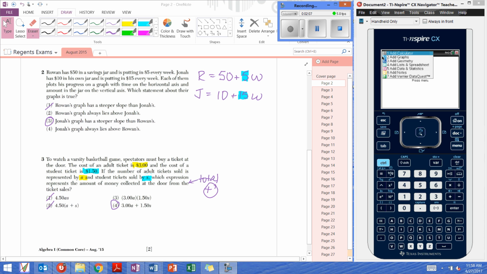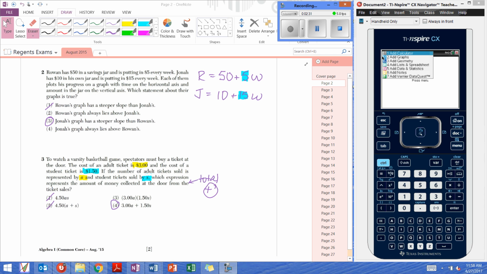In question 3, I color-coded. So I highlighted everything that related to adult tickets in yellow and student tickets in blue. So the only 2 answer choices that would really make sense here regarding making sure that the 3 and the A are grouped together and the 150 and the S are grouped together would be answer choices 3 and 4, because those are the only ones that connect the 2 that I have highlighted.